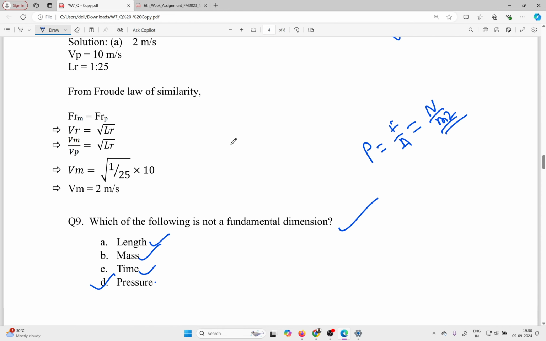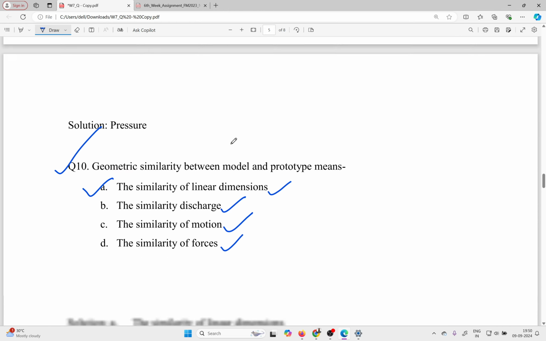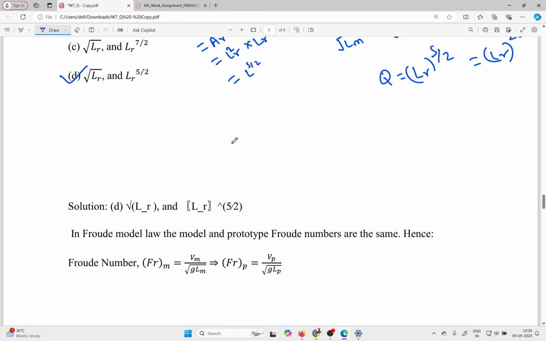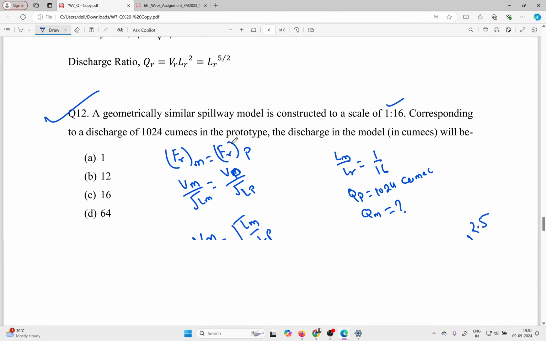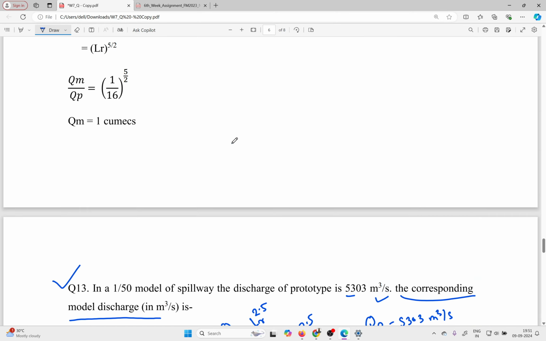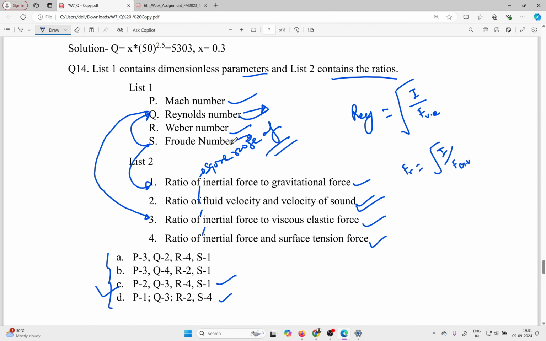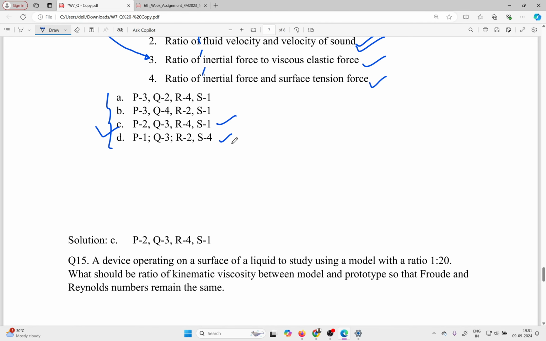So the next question, I think this was number 13, 14. The last question for today: a device operating on the surface of a liquid is to be studied using a model with the ratio of 1:20. Again, the ratio is given here, 1:20.